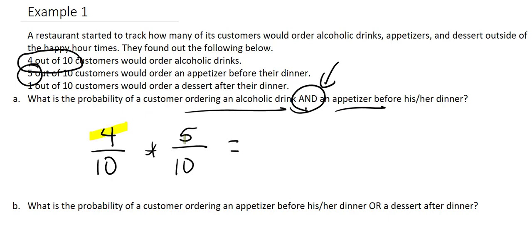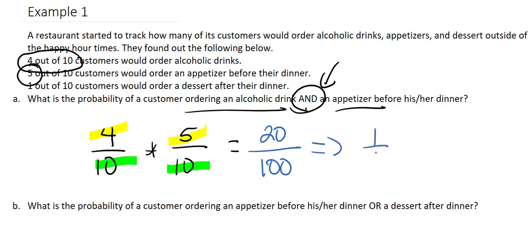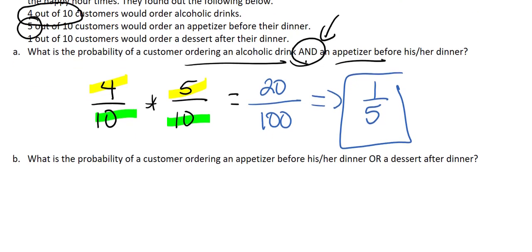So we multiply what's on the top and we multiply what's on the bottom. So we get 4 times 5, well that's 20. 10 times 10 is equal to 100. And when we go ahead and reduce that, it's 1/5. So what's the probability of a customer ordering an alcoholic drink and an appetizer before his or her dinner? 1 out of 5, right? Or 1/5. Now let's go ahead and look at the next part.